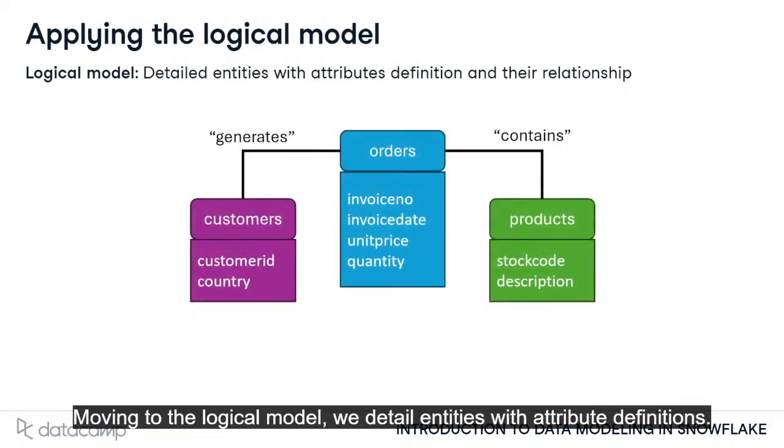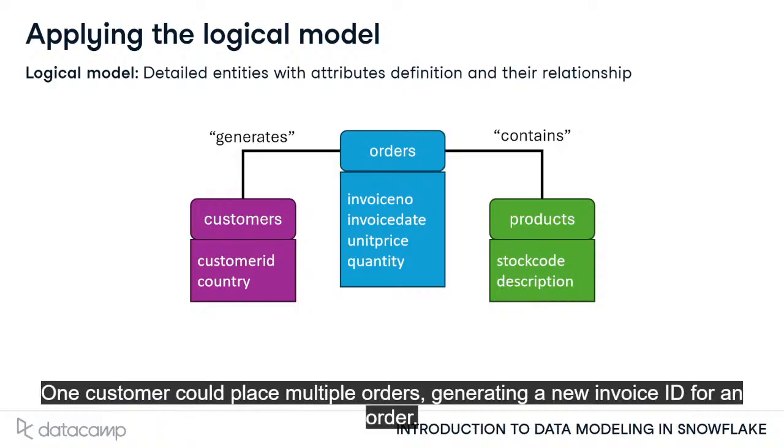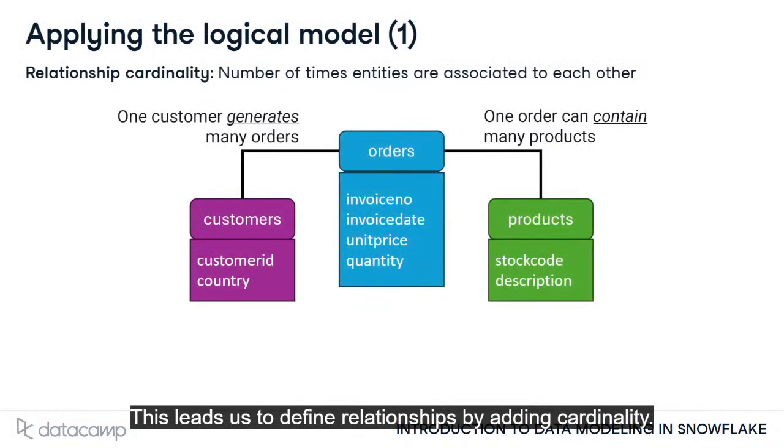Moving to the logical model, we detail entities with attribute definitions. The logical model will need to describe the attributes of each entity. For instance, for orders, there is an invoice ID, prices, quantities, etc. Orders will include all the attributes generated by the customer. One customer could place multiple orders, generating a new invoice ID for an order. This leads us to define relationships by adding cardinality. In data modeling, relationship cardinality is the number of times entities are associated: one-to-one, one-to-many, or many-to-many.